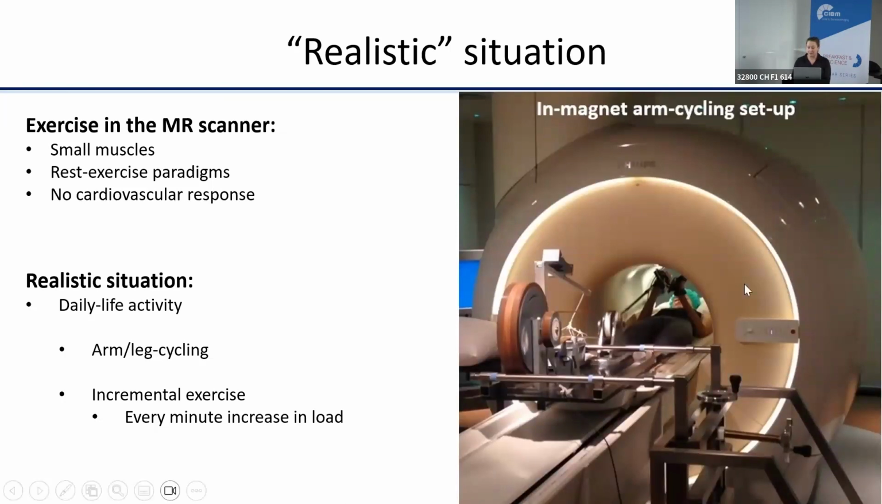So here on the right side, you see our 3 Tesla MR system, and then here we have a setup which can lift the MR compatible ergometer just above the MR bed, and then you can move it back and forth so that you have enough distance from the participants with the walking pole sticks to perform the cycling exercise.